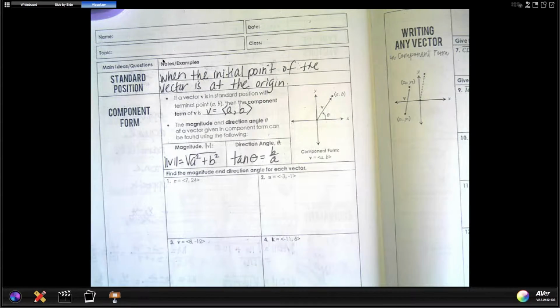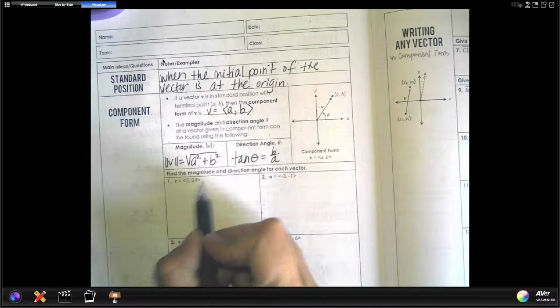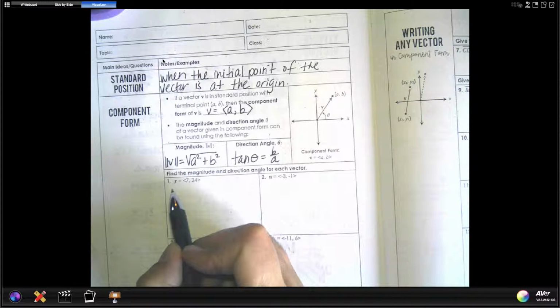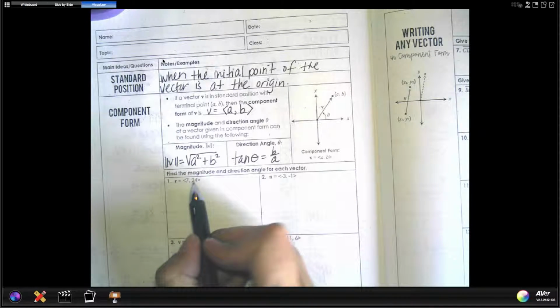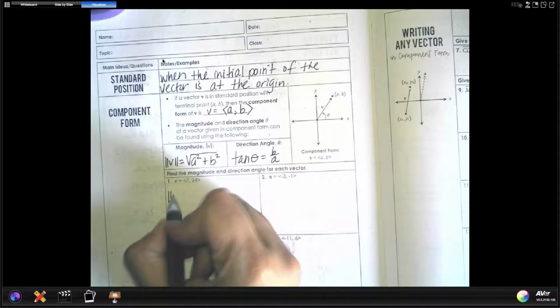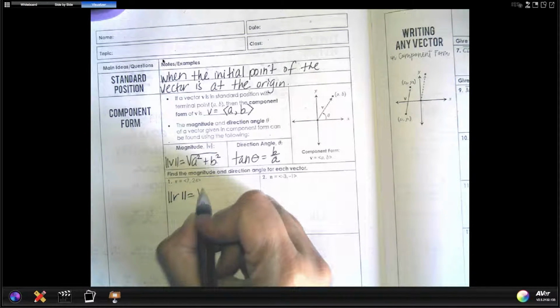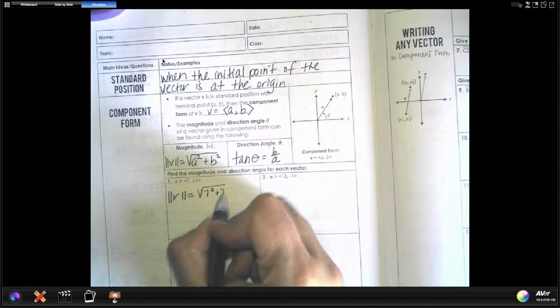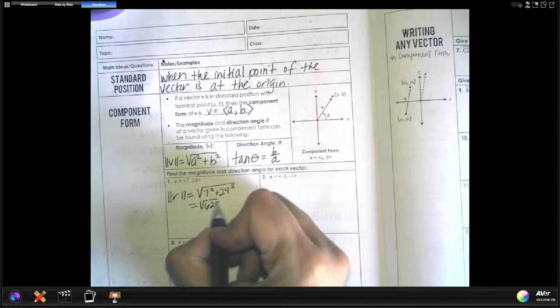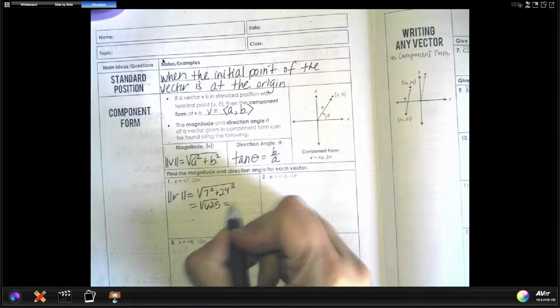So on number one, this means that this is a vector. If it's a vector and I'm asking you to find me the magnitude, that's your A, that's your B. So you take 7 squared plus 24 squared. So the magnitude of R is the square root of 7 squared plus 24 squared. I'm going to go ahead and do the math for you. So when you do this, you get square root of 625, which equals 25. So that's your magnitude.